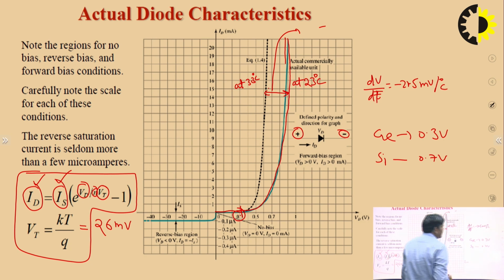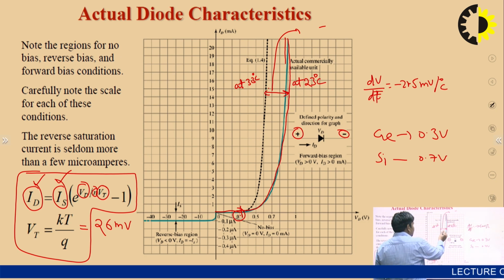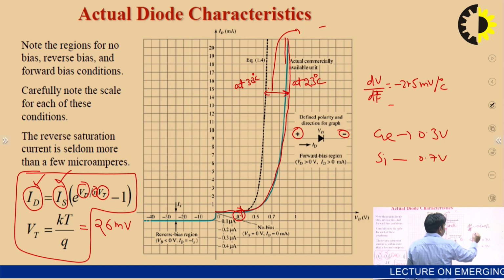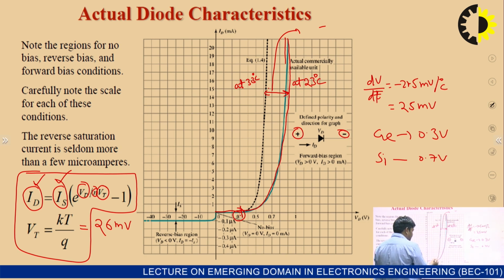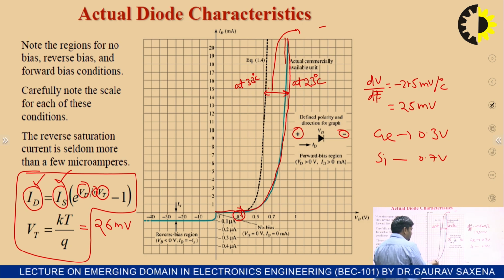That means if we change the temperature by 1 degree centigrade, the cut-in voltage shifts by 2.5 millivolt. If we increase the temperature by 10 degrees centigrade, the total shift is 25 millivolt. That means we have to meet the cut-in voltage before 0.3.